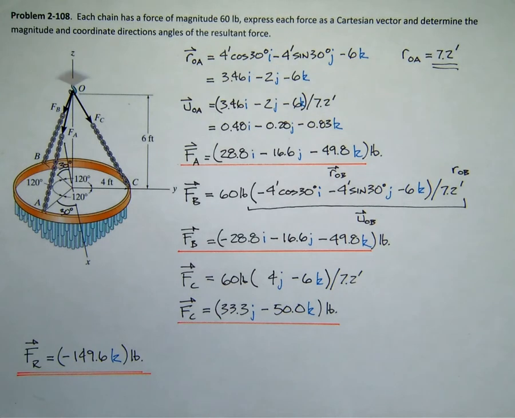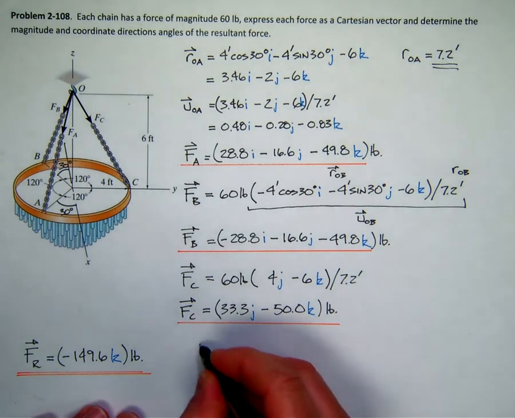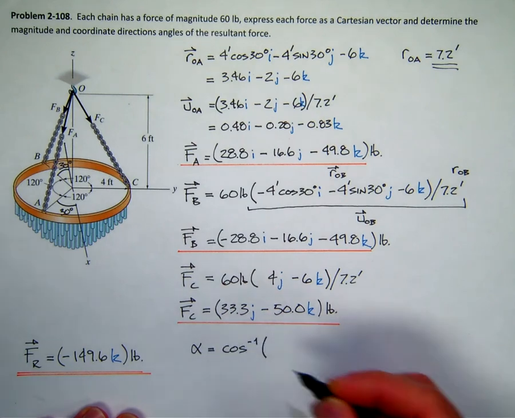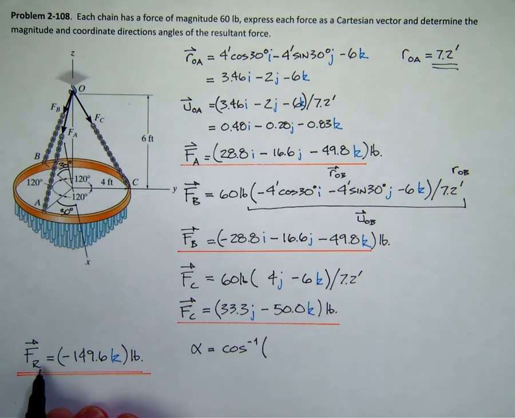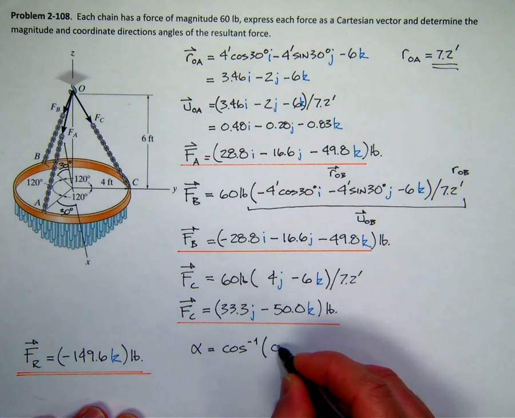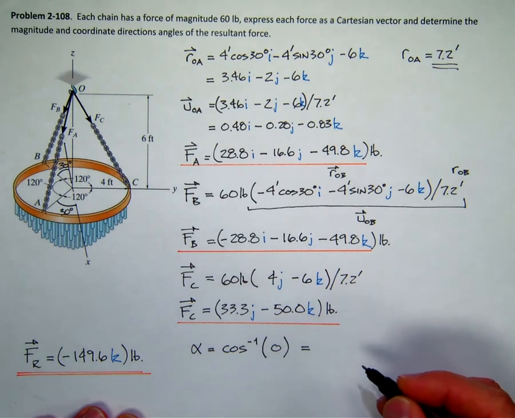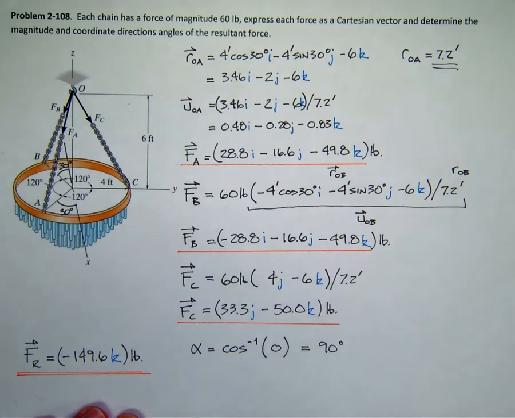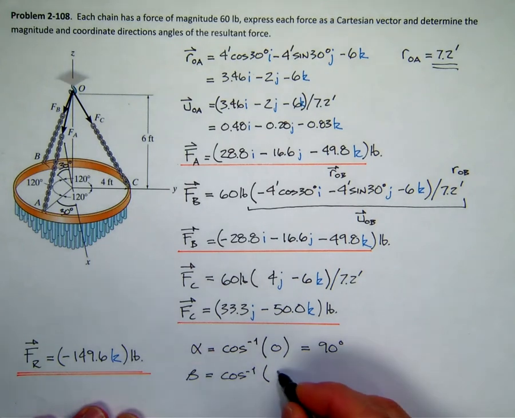So what's alpha going to be? Alpha, beta, and gamma. Remember those? So alpha is going to be the arc cosine of what? The x component, which is 0, right? So what is the cosine of 0? The arc cosine is 0. 90, right? Beta is the arc cosine of the y component divided by the magnitude, but there is no y component. So that's also 0. So that's, again, 90.